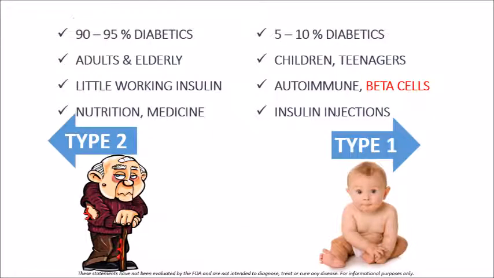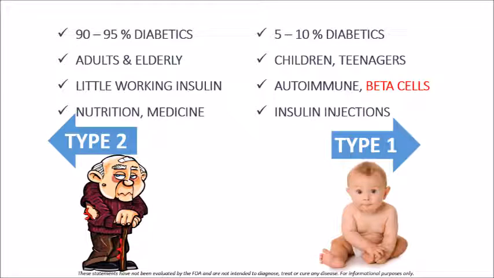Statistically speaking, most diabetics are type 2. About 90 to 95% of diabetics altogether are type 2 diabetics. Usually this affects adults and the elderly. Again, it's defined as low levels of working insulin. Your doctor will usually recommend medications such as metformin or maybe Januvia, and a change in diet is usually encouraged.